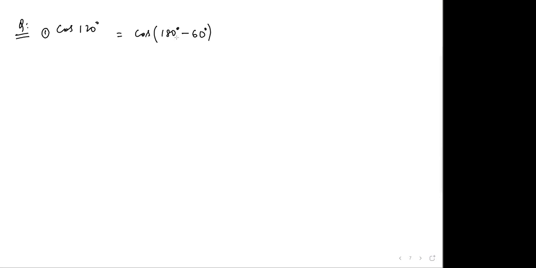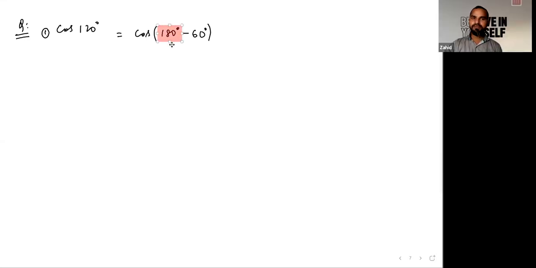Yes, sir. Now, in this part, this 180 degree defines nothing but just a horizontal line. And on the horizontal line, there will be no change of trigonometric function. So this is your cos, it will remain cos, and we're left with this theta, so it will be just cos 60 degree.